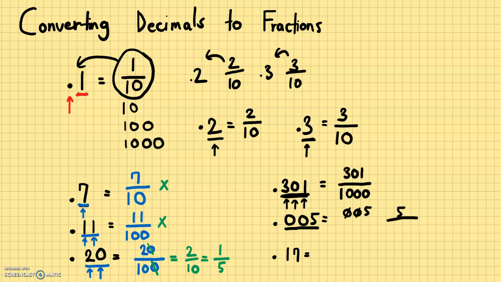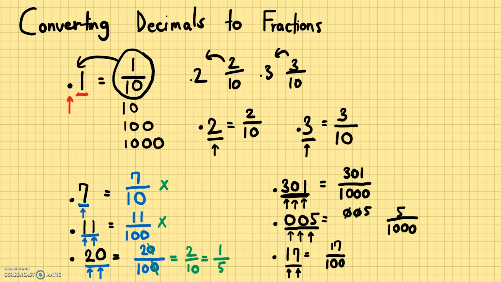And what would the denominator be? The denominator, there are again 3 numbers here, so it's 1 followed by 3 zeros. And 0.17, that's going to be 17 on top, and 1 followed by how many zeros? There are 2 numbers here, so there should be 2 zeros.